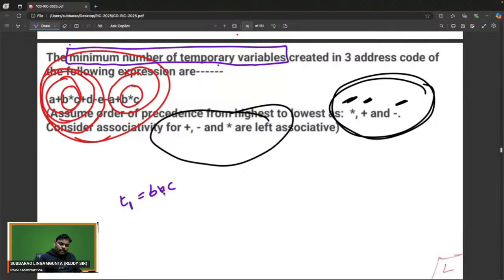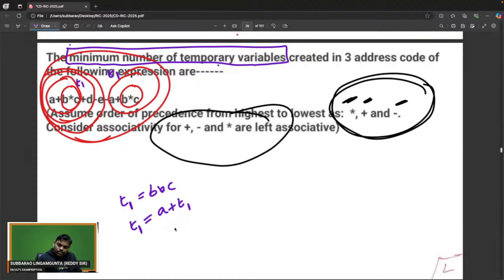I'm done. Next one, let's see this. A plus T1 is equal to T1. I don't want to use a new variable, I will use the old one because B star C may not be required further. If not required, you can reuse it. So T1 is equal to B star C, A plus T1 is equal to T1. Now B star C is gone. An interesting thing is this is T1 and this is also T1, so you need not recalculate again.